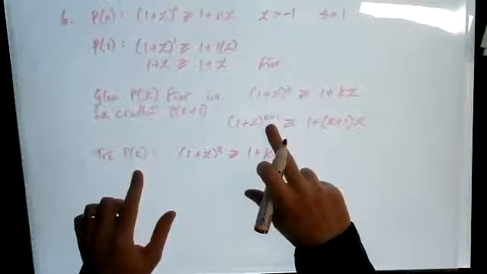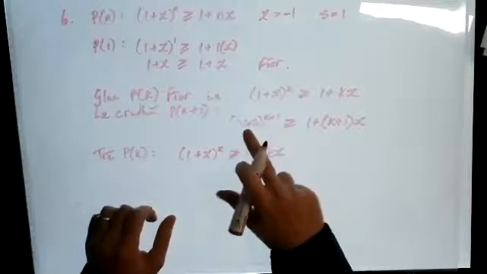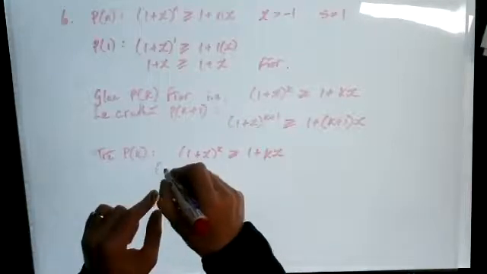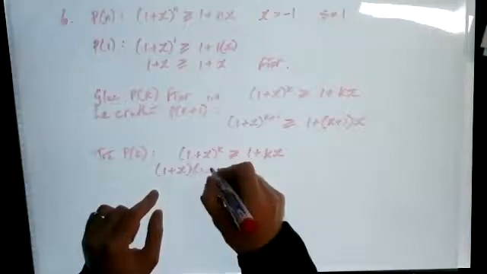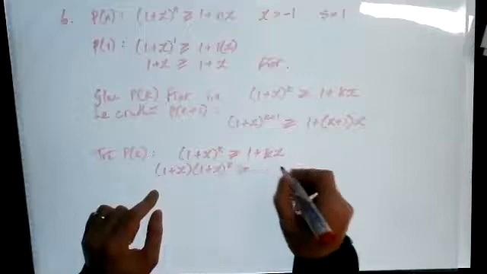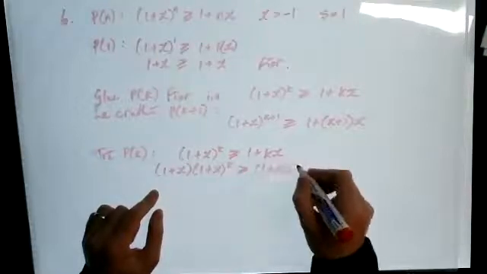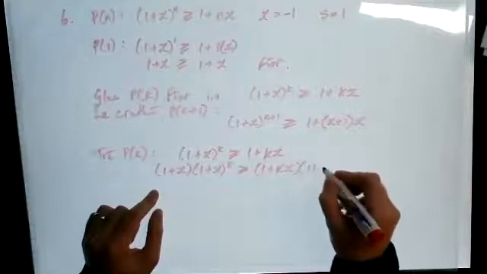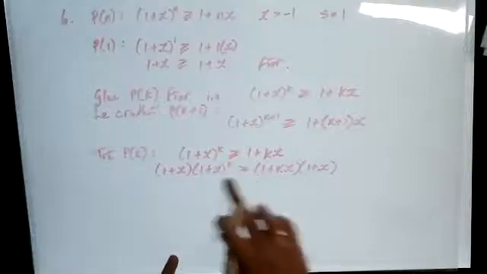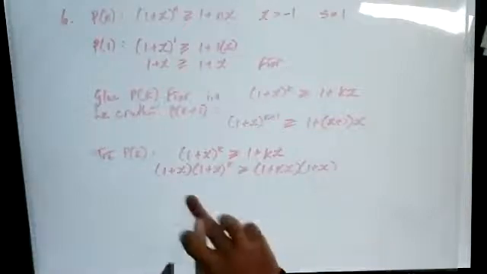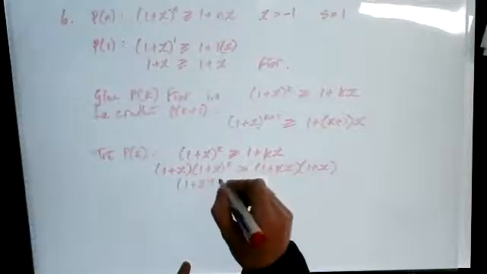So this must equate to k + 1. So that means (1 + x)^1. So multiply by (1 + x)^1. So that means multiply by (1 + x). So (1 + x)^k is greater than or equal to 1 + kx, multiplied by 1 + x. Okay, so now, on the new side, we multiply by 1 + x to get (1 + x)^(k+1).